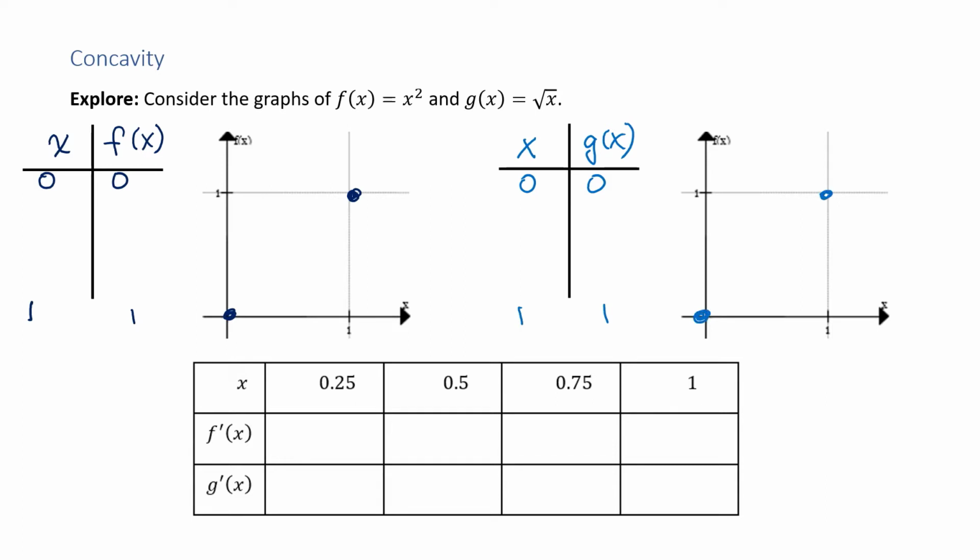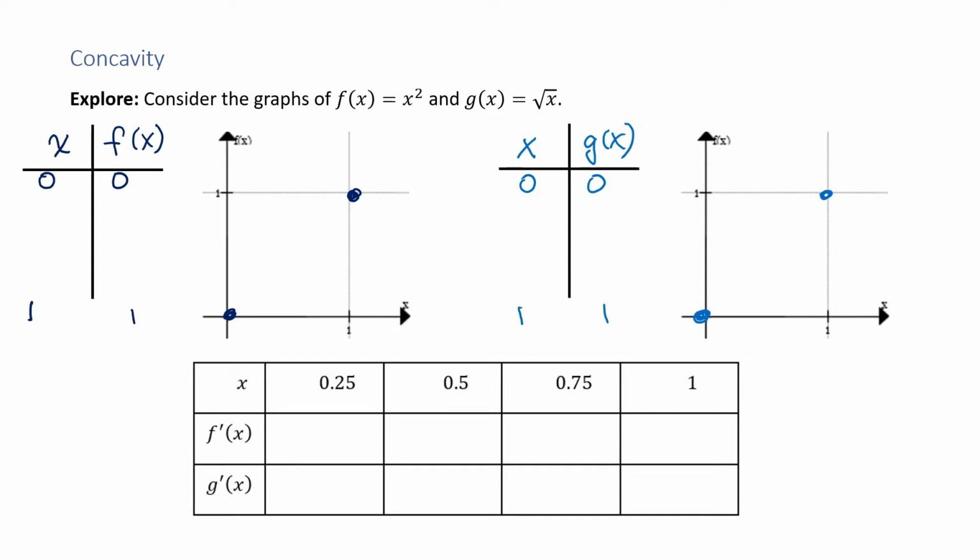Now, just looking at those two sets of ordered pairs for the x squared and the square root of x, we see that the graphs will be rising, and so they're increasing. The second derivative is going to show us how they're different, though. Before we get there, let's plot a few more points. So I want to plot some points for the x squared between 0 and 1.